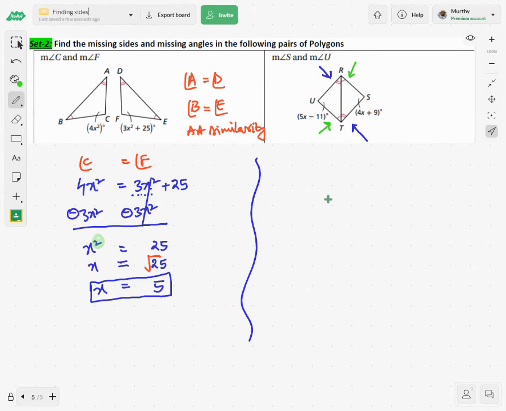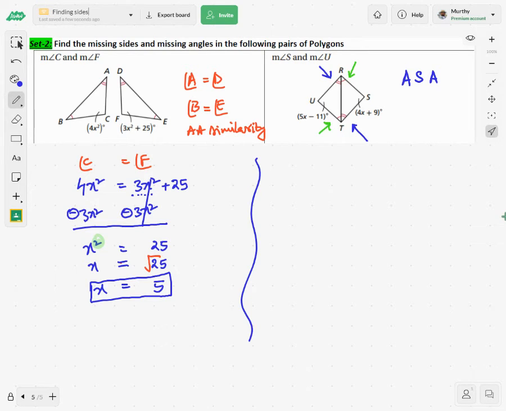And are they similar or congruent? This time they are congruent because one side, which is RT, is shared by both the triangles. Two angles are equal and a side is equal. The side RT is shared by both the triangles. I request all of you to watch this one in full screen mode. So by ASA congruency, these two are congruent.